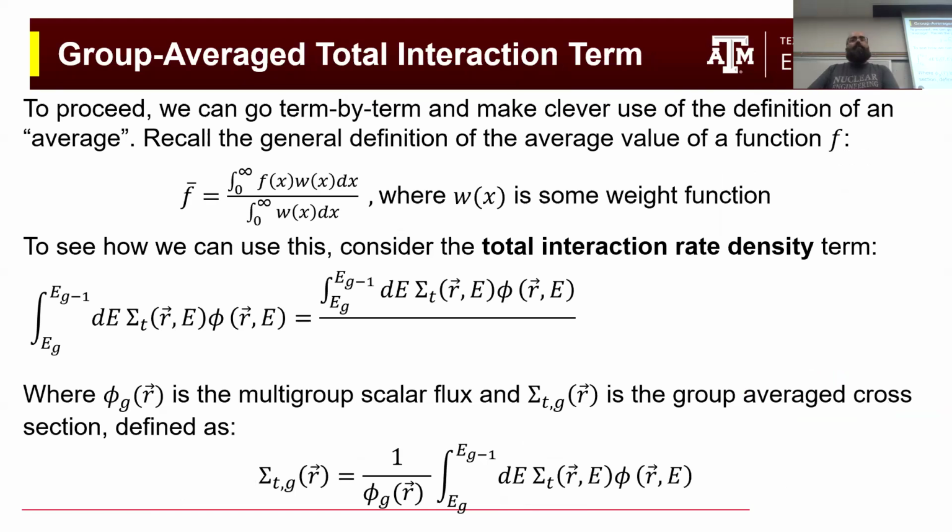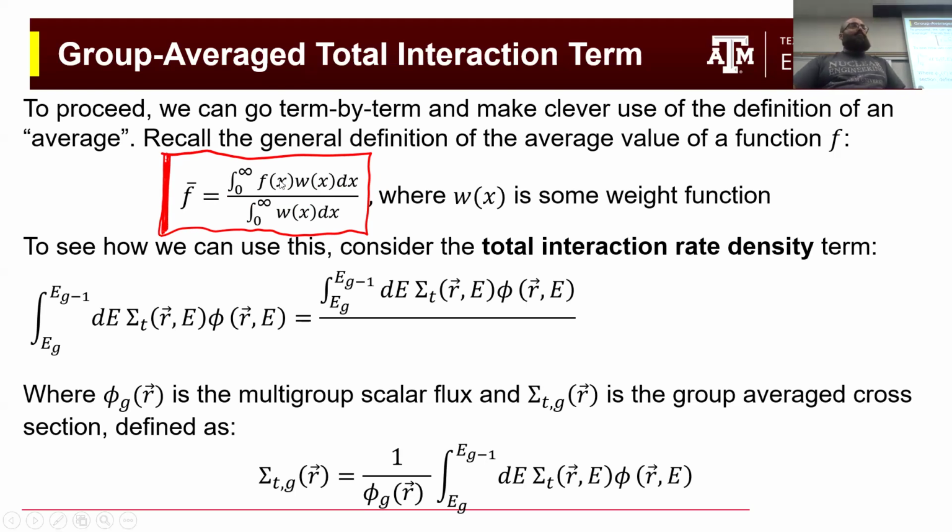So the way that we're going to move forward is we're going to go term by term and think about how we could simplify those quantities. And part of the way that we're going to simplify them is we're going to make clever use of an average value of a function. So this thing right here, this is by definition the average value of a function. You should have seen this. I think it's covered in Cal 2. This is how you could take the average of a function.